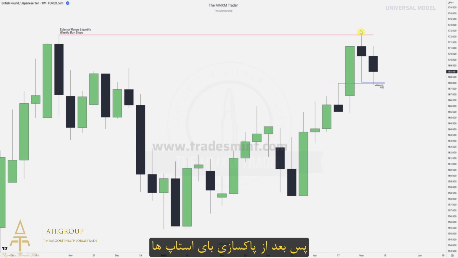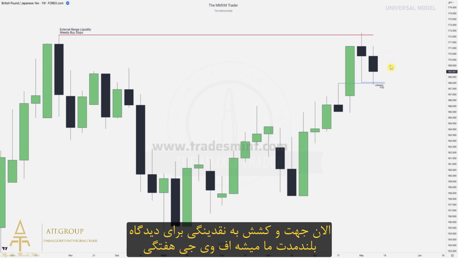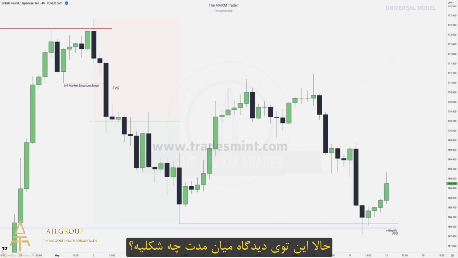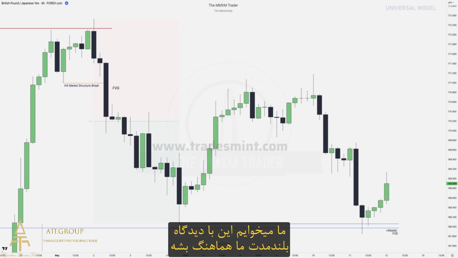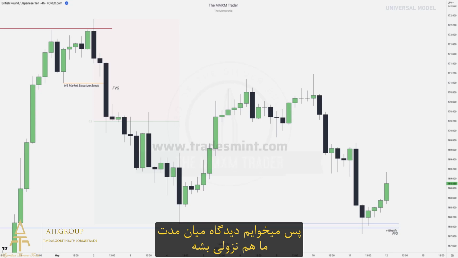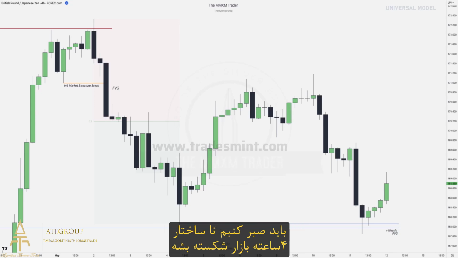So after we take these buy stops, our bias and draw on liquidity for the long-term perspective will be that weekly fair value gap. Now how does that look on an intermediate term perspective? We want to be in line with the long-term perspective, right? Our intermediate term perspective needs to go bearish too, so we need to wait for a 4-hour market structure break.